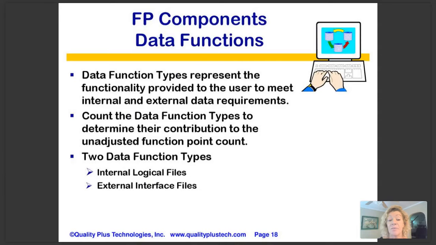Data functions represent the functionality provided to meet internal and external data requirements. So again, there's that word data. We count up the data function types, our ILFs and our EIFs, to figure out our unadjusted function point count.